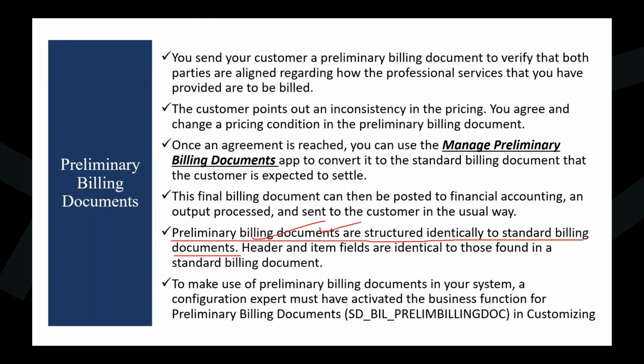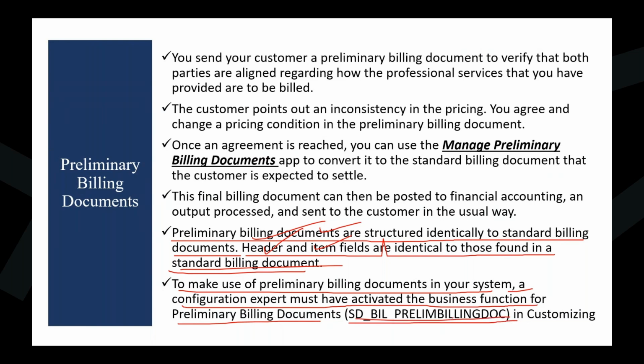Both will look similar. Header and item fields are identical to those found in a standard billing document. Okay, header data, item fields, everything looks similar to your normal invoice. To make use of preliminary billing documents in your system, a configuration expert must have activated the business function for this one. So to use this preliminary billing document functionality, you have to activate this business function in the system. This will be done by the basis team. You have to activate this function.